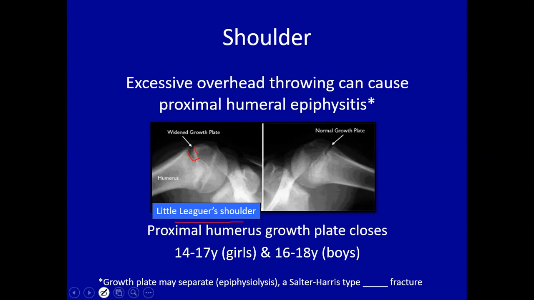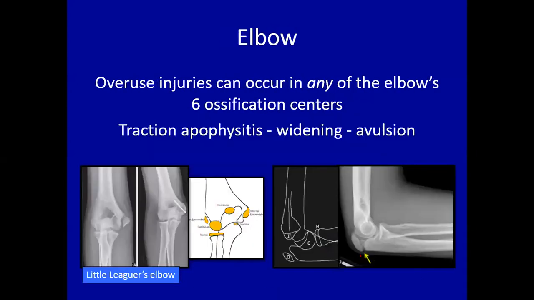The growth plate may separate from the epiphysis. So you can have epiphysiolysis. Oh my God, right? Anyway, the growth plate can spread, right? So what Salter-Harris is that? Spreader, right? Not crusher. So it should be one. All right, overuse injuries of the elbow.